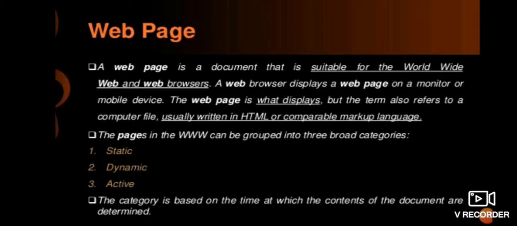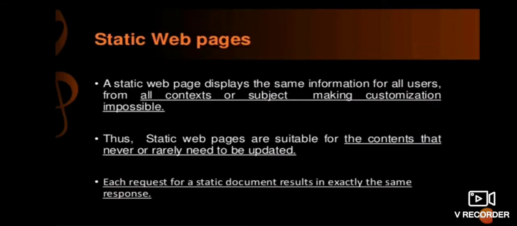The pages in the www can be grouped in three broad categories: static, dynamic, and active. So web pages are of three types: static, dynamic, and active. The category is based on the time at which the contents of the documents are determined. First, let us look at static web page.